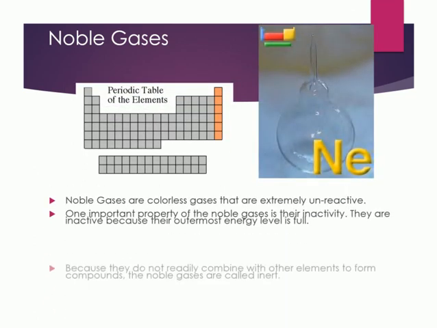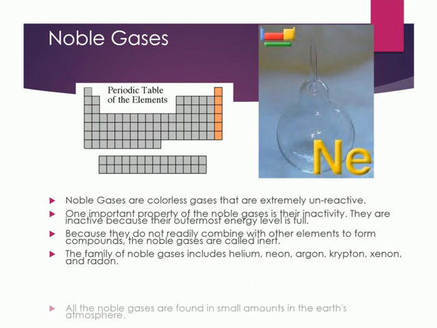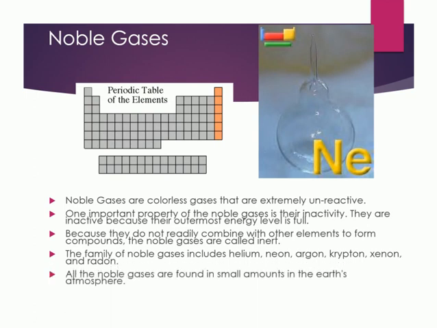Last group I want to cover in this particular lecture, the noble gases. The far right group 18, sometimes referred to as A8. Noble gases are colorless gases. They're extremely unreactive. It doesn't mean they do absolutely nothing. They just are an extreme example of non-reactivity.